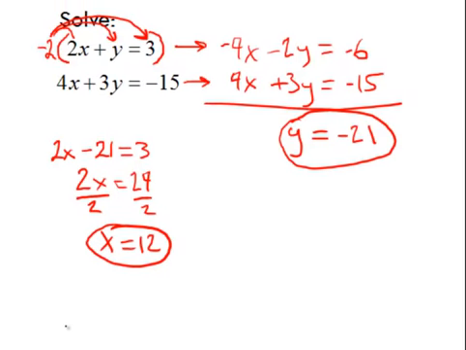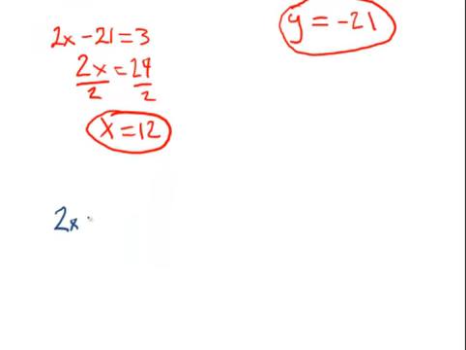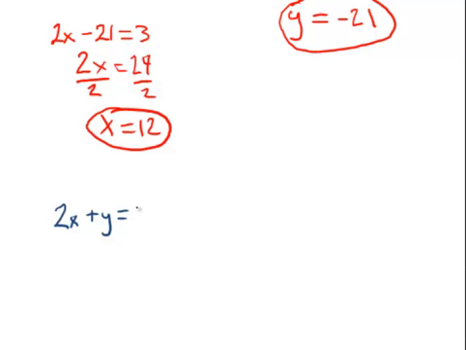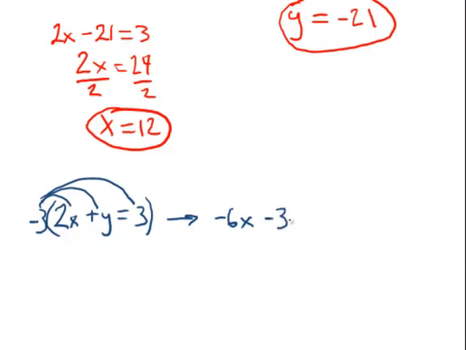So I'll start by just writing the original equation, 2x plus y equals 3. And suppose we chose to multiply everything by -3 instead. Again, everything needs to be multiplied. That gives us -6x, -3y, and -9. And if I just copy the other equation over, I get 4x plus 3y equals -15.